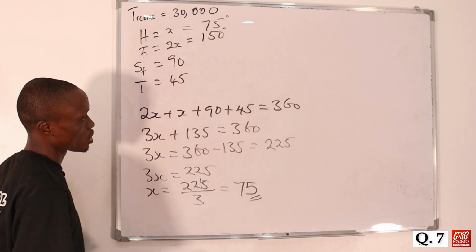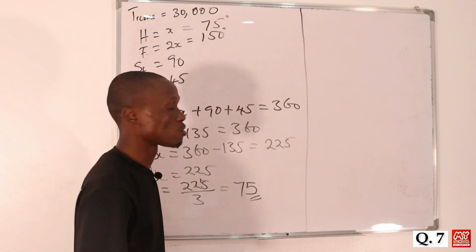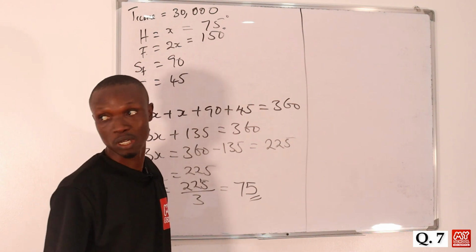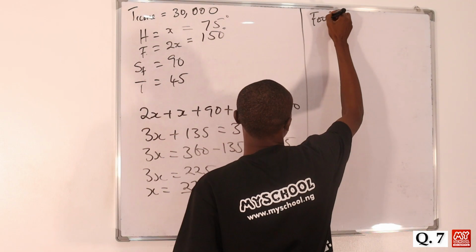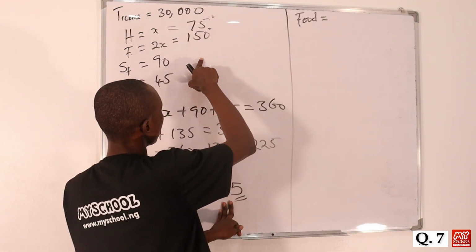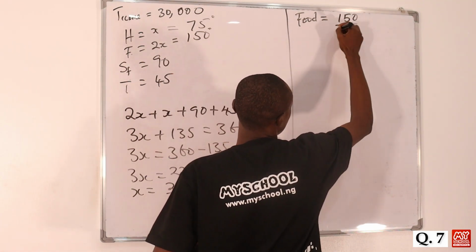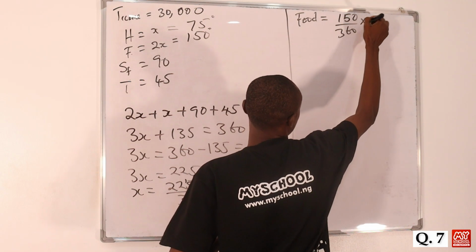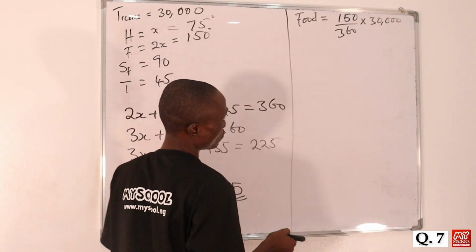Okay, so here we are asked to calculate the expenditure on food, that is, how much does the family spend on food. To calculate the amount the family spends on food, that will be equal to the angle of food, which is 150, over 360, times the total expenditure, which is 30,000, right?